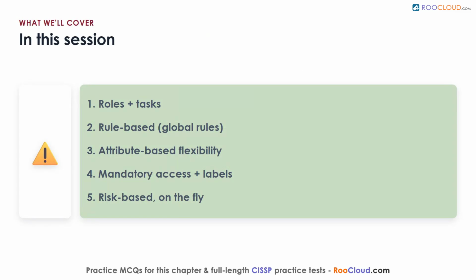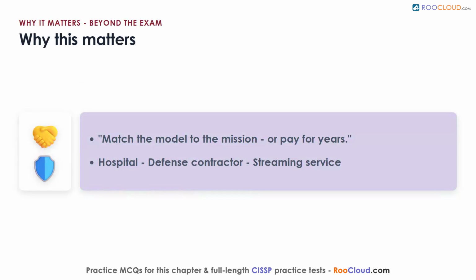How do roles and tasks organize access? What makes a rule-based model global? How does attribute-based control add flexibility? How does mandatory access control use labels? And how does a risk-based model decide on the fly? Why does this matter beyond the exam? Because choosing the wrong model quietly costs you for years.